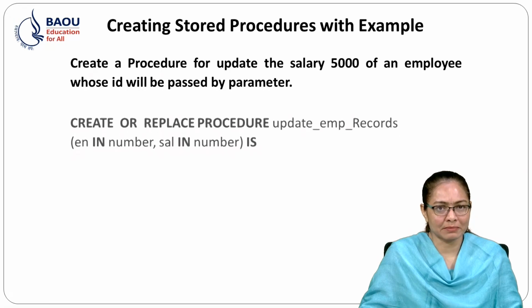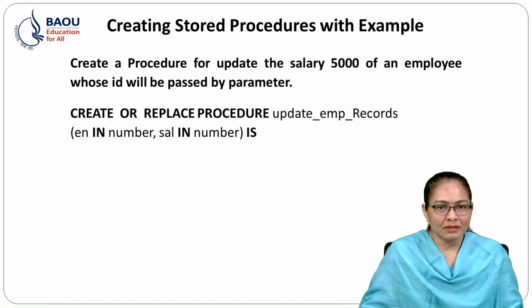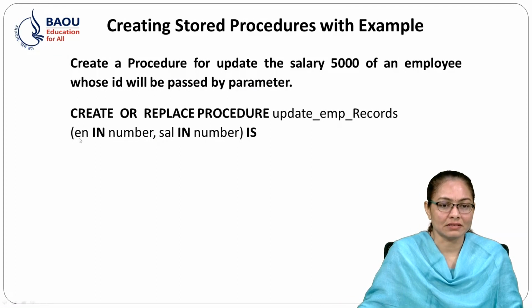See in the example, here there are two parameters. EN is one parameter and SAL, salary, is the second parameter, which is used to accept the value from outside the calling statement. Here IN is used for accepting the value.